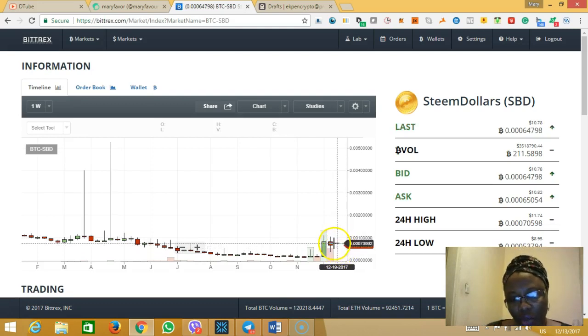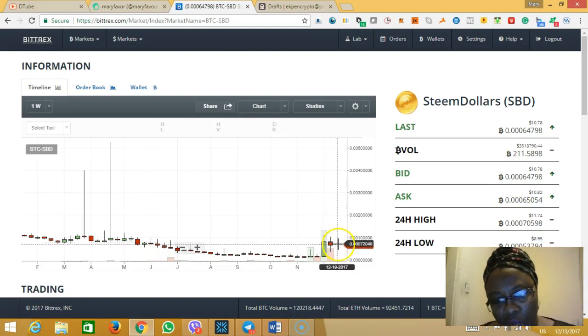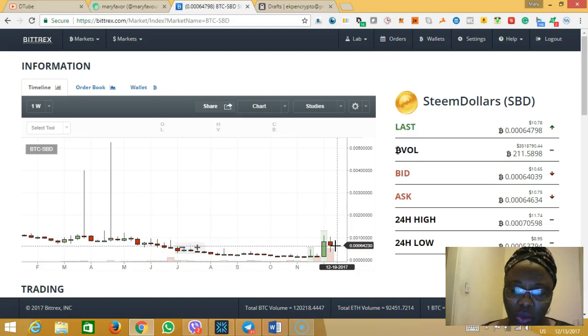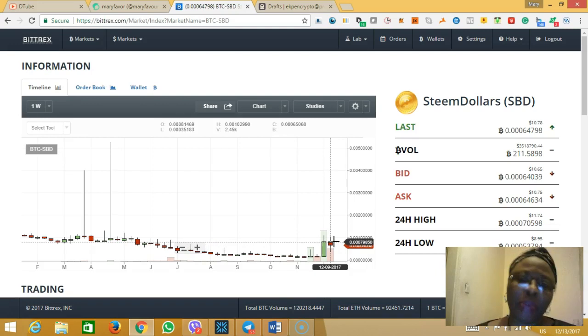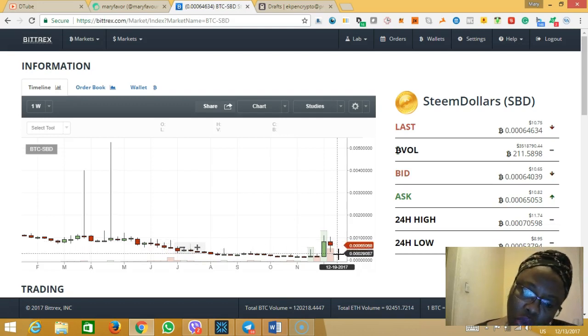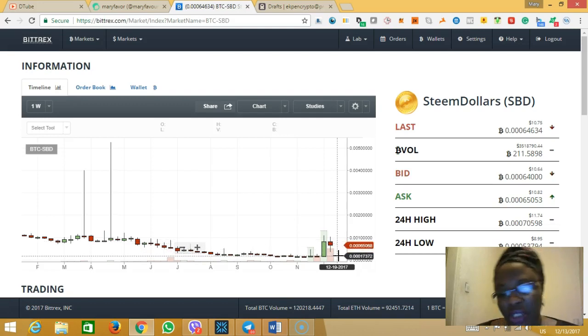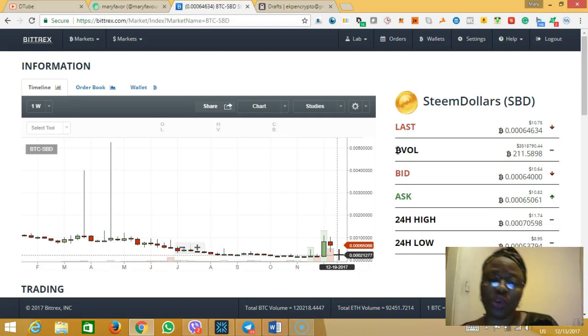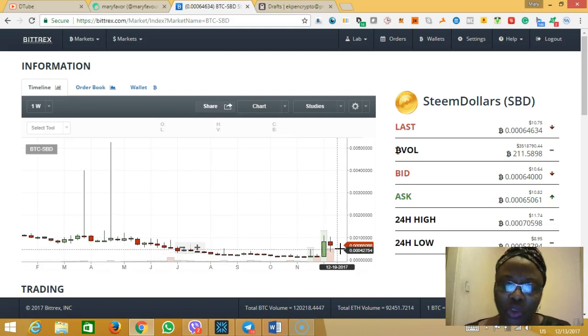So I don't know, because just take a look at this. I don't know whether this is the beginning of, I'm looking for the best word to use, whether this is the beginning of a major price correction. Yes, that is it. Whether this is the beginning of a major price correction for SBD down to maybe $1, where it is really supposed to be, since this particular token is pegged to about $1.